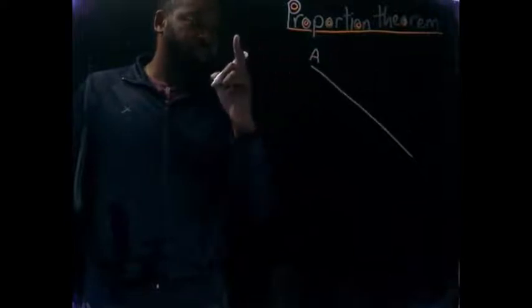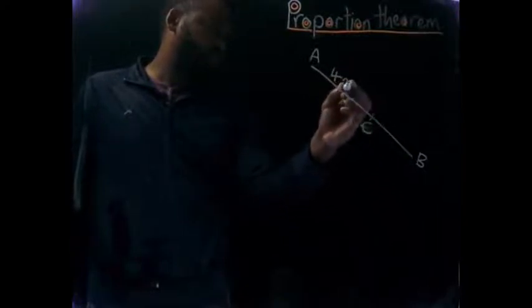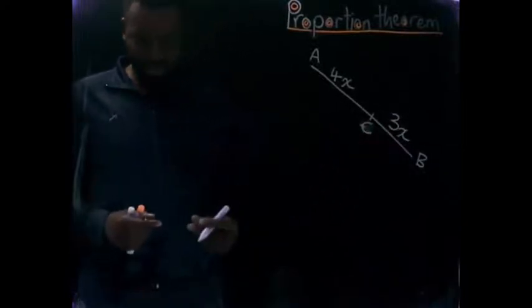Suppose I have a line, not very straight, but it's a line. It's straight in my mind, so it's straight. AB. We're going to divide the line AB by adding a point C. Now this point C that we've added is going to divide this line AB such that 4 parts of this line is AC and only 3 parts of the line is CB. So 4 parts of this line AC, 3 parts of this line CB.